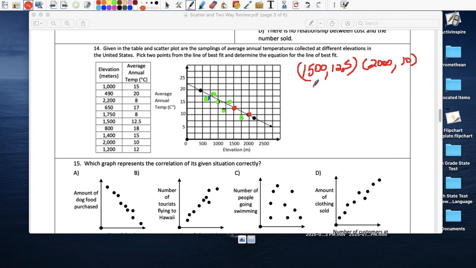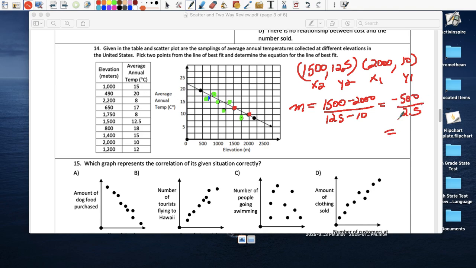Okay. So I'm going to call this x2, y2, x1, y1. It doesn't matter, remember. So we're going to do 1500 minus 2000 over 12.5 minus 10. So it's going to be negative 500, right? So we know it's going to be a negative slope over 2.5. So let's divide that. 500 divided by 2.5 gives us exactly 200. So negative 200 is our slope. So y equals negative 200x plus b. Pick a point. Well, let's pick this nice point over here. Let's plug it in. 2000 equals negative 200 times 10 plus b.